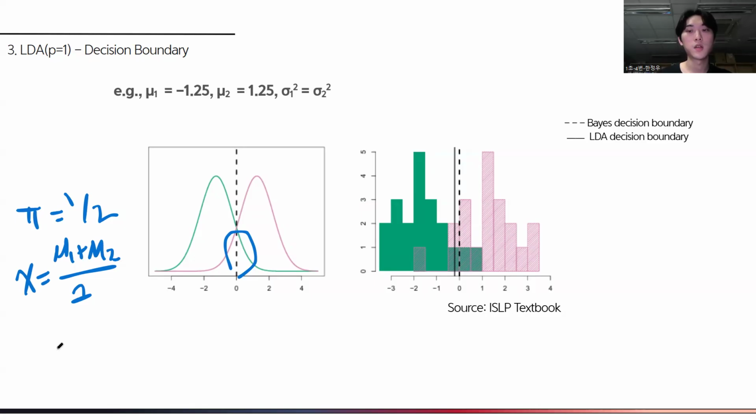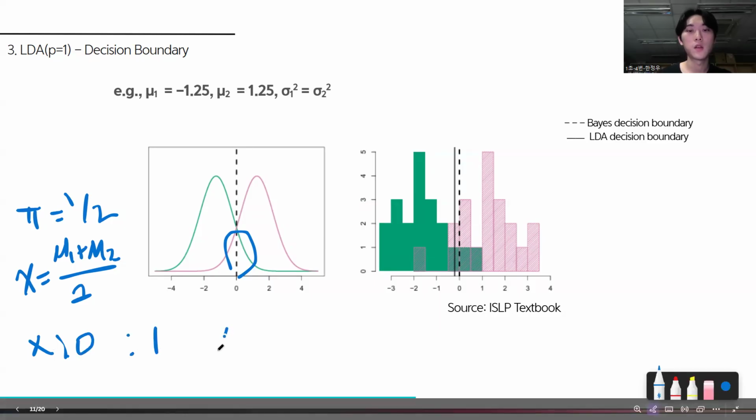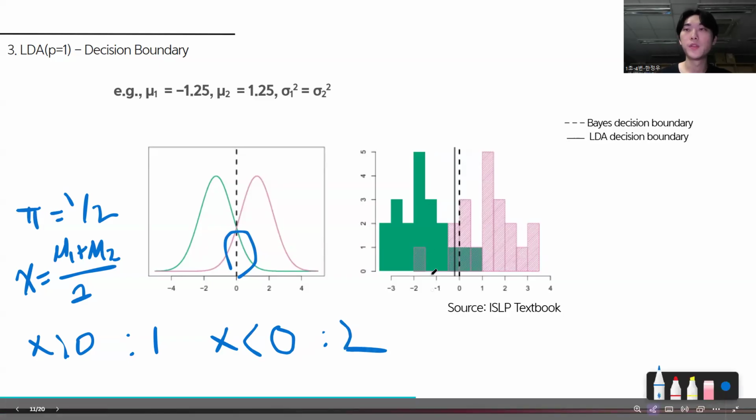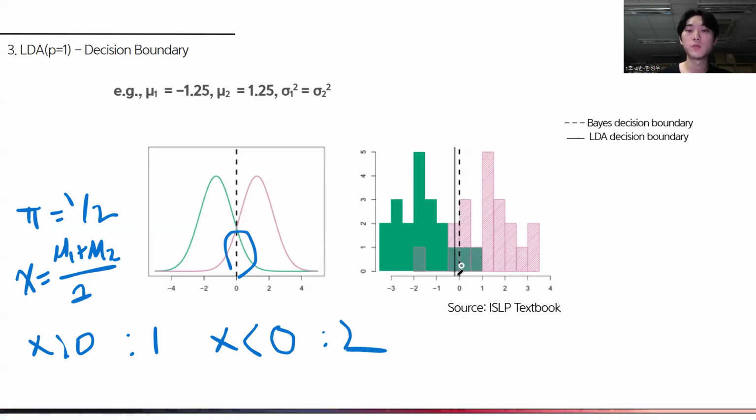And if x is greater than 0, we classify as 1. And if x is less than 0, we classify as 2. The right side shows a histogram of the 20 observations drawn from each of two classes. The dashed line is the Bayes decision boundary, and the solid line is the LDA. The figure shows LDA approximates the Bayes boundary.